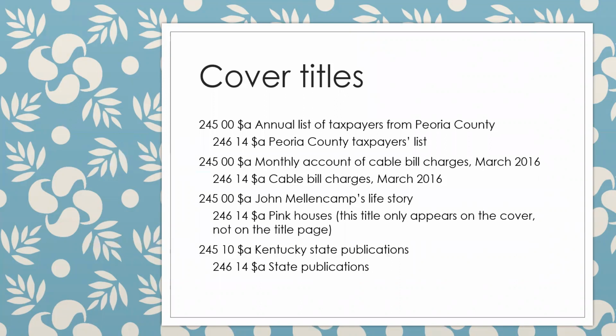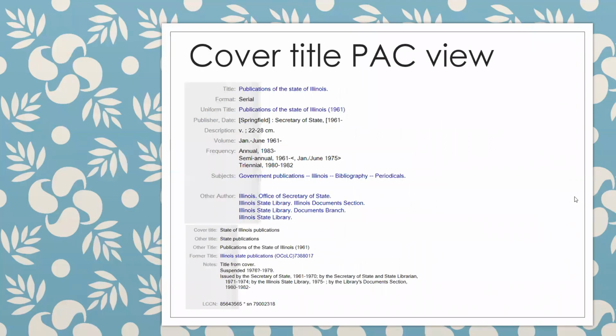This title only appears on the cover, not on the title page. And then our last example, we have a 245.10, Kentucky State Publications, and then we're going to create a 246.14, subfield A, State Publications. Okay, so let's look at cover title pack view. So for publications of the state of Illinois, which is the title statement, the cover title is State of Illinois Publications. Okay, I'll just let you look at that for a second.